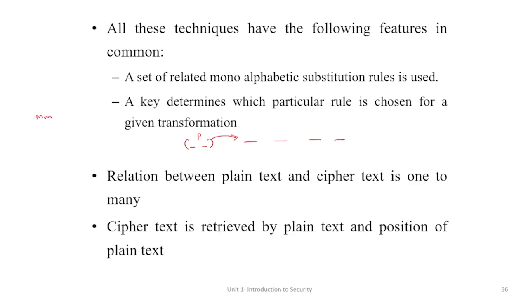In a monoalphabetic cipher, for a single plain text you can get only one ciphertext value. That is the only possibility. But in a polyalphabetic cipher, for a single plain text pair there may be the possibility of more than one ciphertext answer. So it is like a one-to-many relationship. And the ciphertext may be retrieved from the plain text according to the position of the plain text. If the position of the plain text is varied, then the ciphertext answer will be varied.